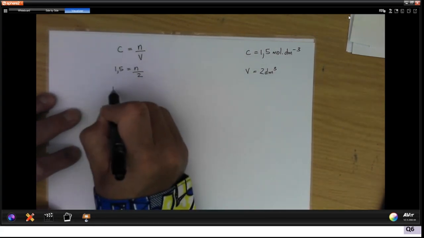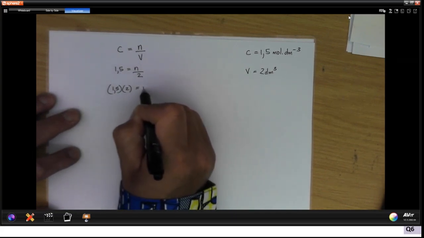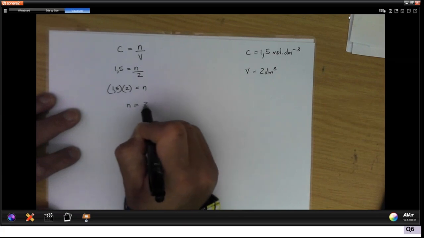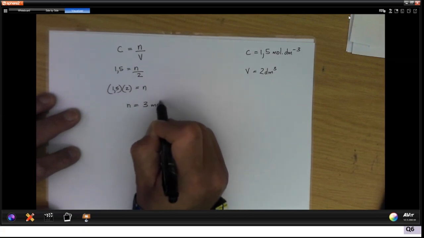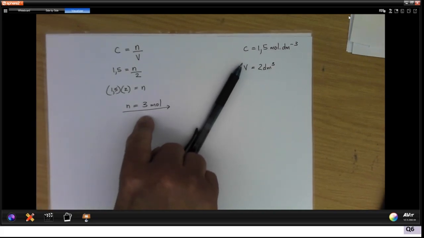When I cross multiply, I've got 1.5 multiplied by 2, and that's equal to n. So n is equal to 3 mole. Right? That's an important principle. So remember this 3 now. So I go back here now.